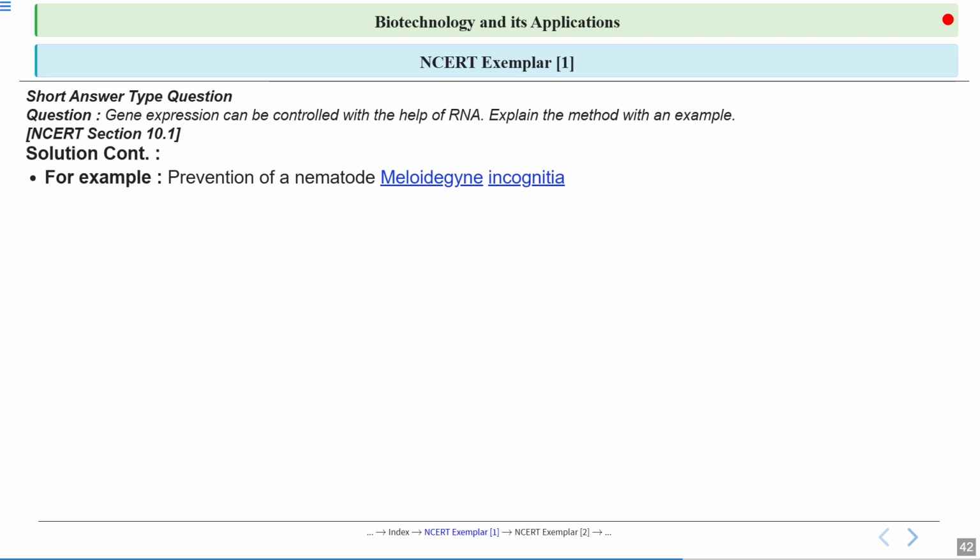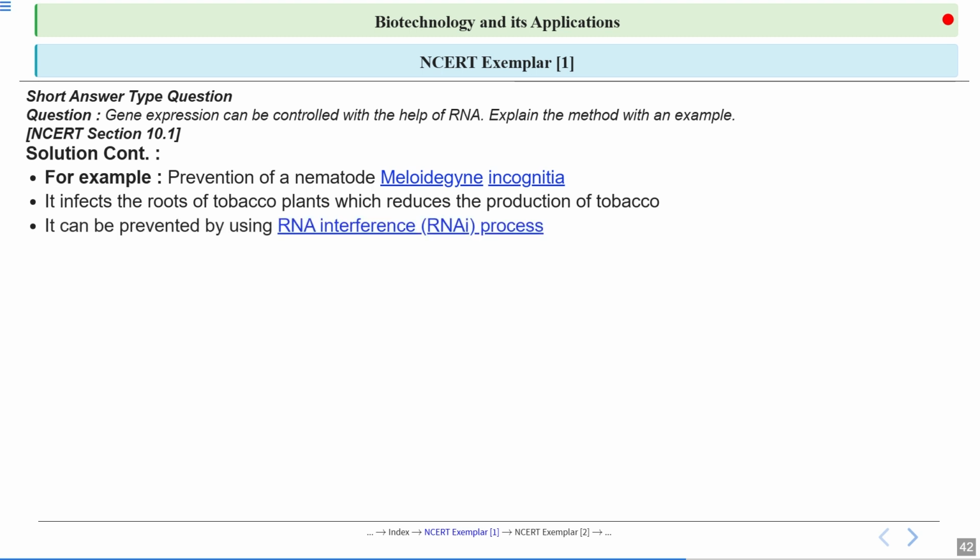For example, one of the examples is the prevention of nematode, Meloidogyne incognita. This nematode infects the root of tobacco plants, which reduces the production of tobacco plants. So what can we do? We can prevent it by using the RNA interference process.